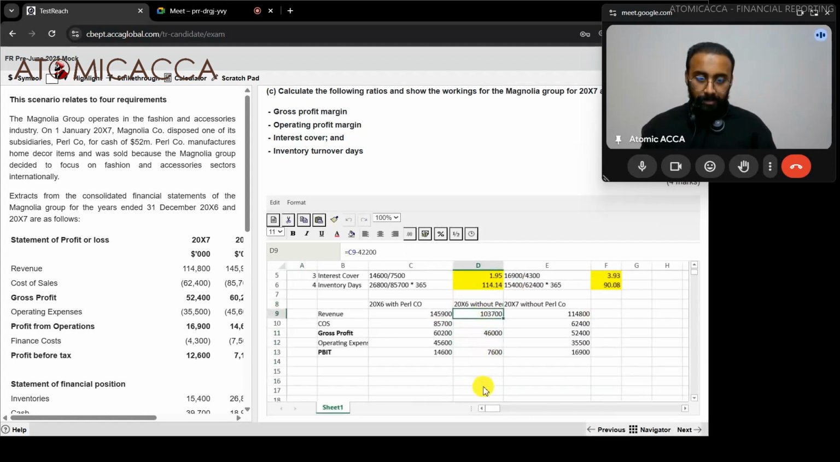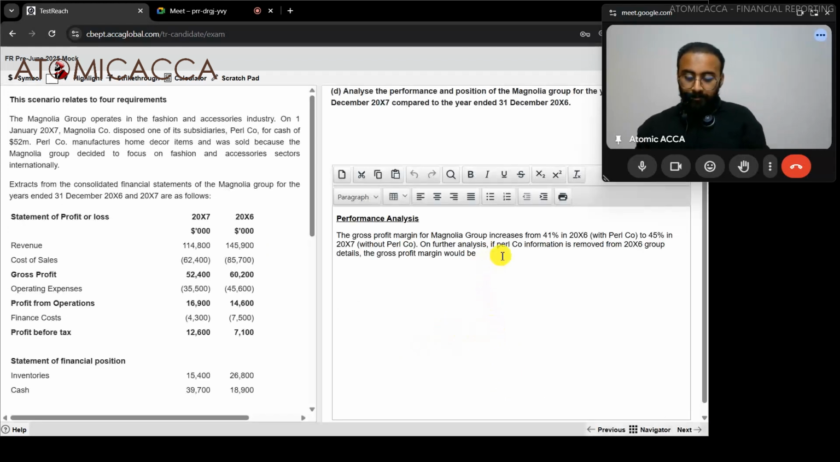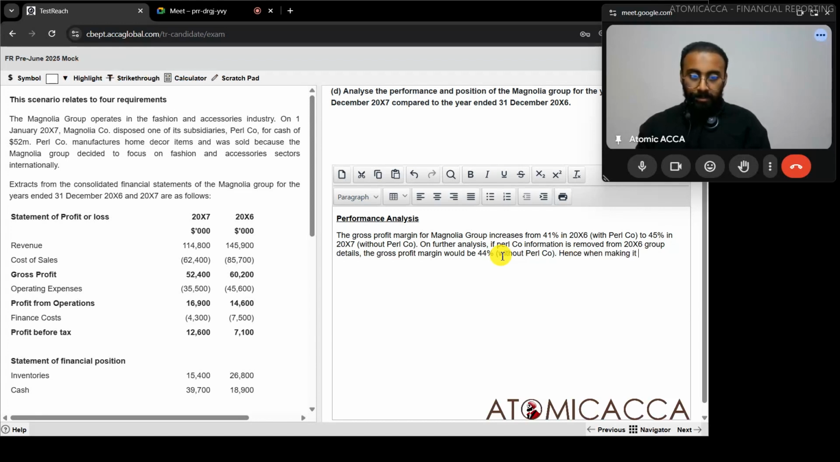So gross profit is here, revenue is here, so we'll just take gross margin equal to gross profit divided by this one into 100. How much will it be? 44 percentage. Last year it was 41 percentage because Pearl Company was there. When you remove Pearl Company, it becomes 44 percentage without Pearl Company.